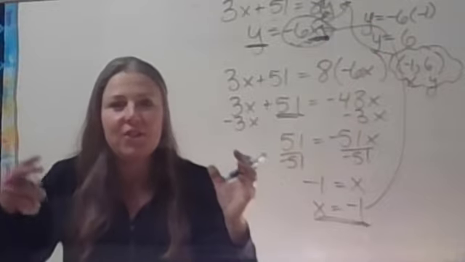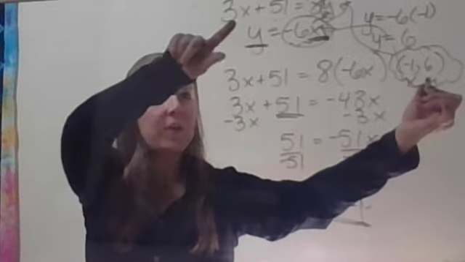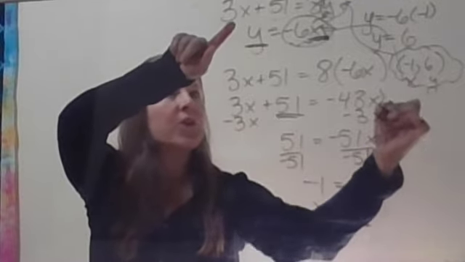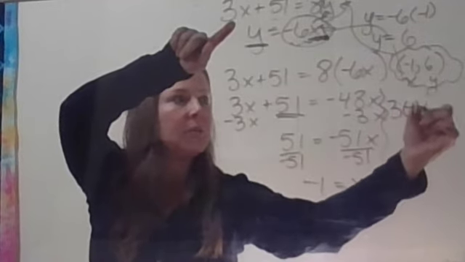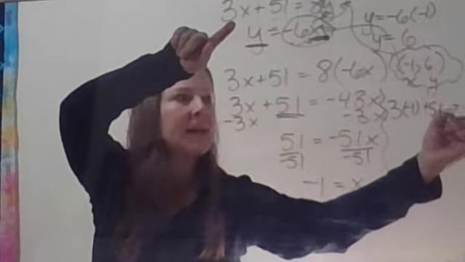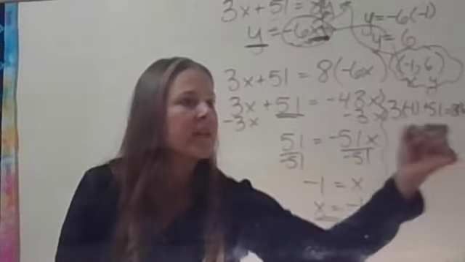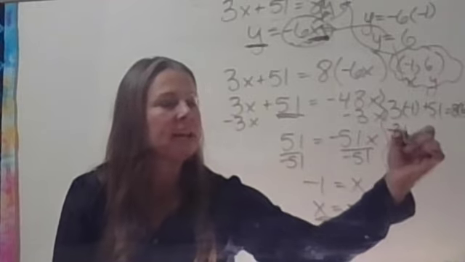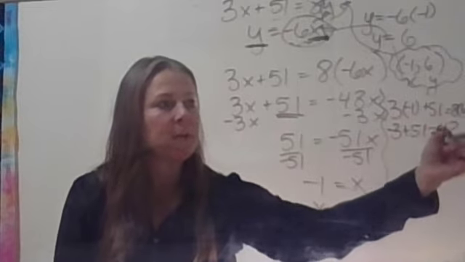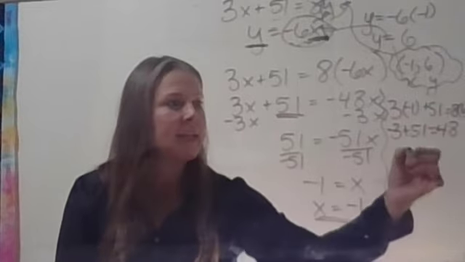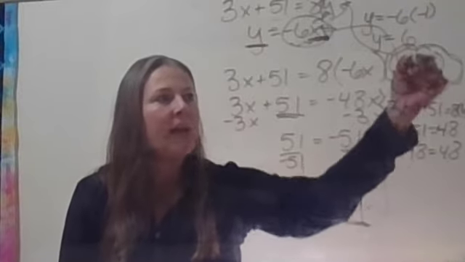because to know you're right is a very good feeling. Just going to plug this in to check right here. So 3 times x, which is -1, plus 51, does that equal 8 times y, which is 6? So 3 times -1 is -3, and -3 plus 51, does that equal 48? That's what 8 times 6 is. Yes, it does. So we are 100% correct.